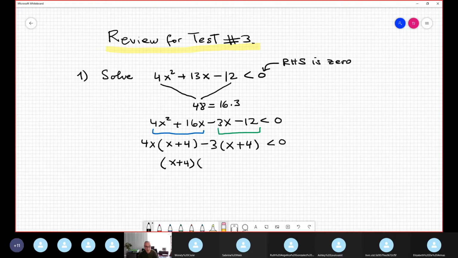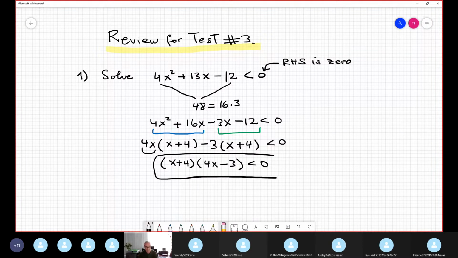Open the last parenthesis. Inside the last parenthesis we have 4x, so this 4x is this 4x and this minus 3. Okay, ready. And this was only the factorization of the trinomial in the left hand side.